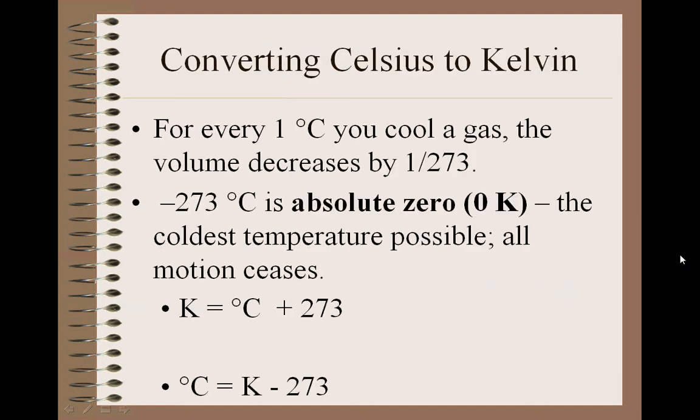We're also going to convert Celsius to Kelvin. It's really very simple. For every 1 degree Celsius you cool a gas, the volume decreases by 1/273rd. Negative 273 degrees Celsius is absolute zero, or 0 degrees Kelvin. That's the coldest temperature possible, and all motion ceases. We watched the video on this last Friday about absolute zero. So when we're converting Celsius to Kelvin, Kelvin is the degrees Celsius plus 273. Obviously 0 degrees Celsius is 273 Kelvin. In reverse, degrees Celsius is equal to Kelvin minus 273. So for 273 Kelvin, I subtract 273, that's 0, so I know it's 0 degrees Celsius.